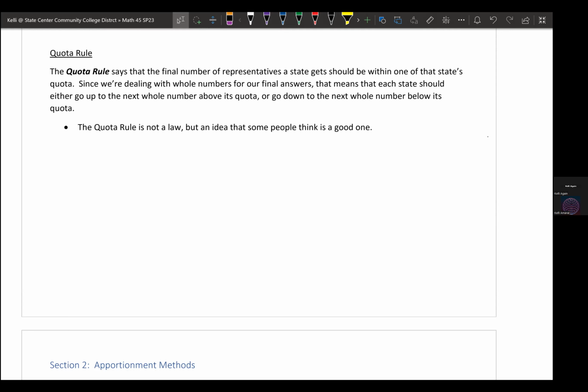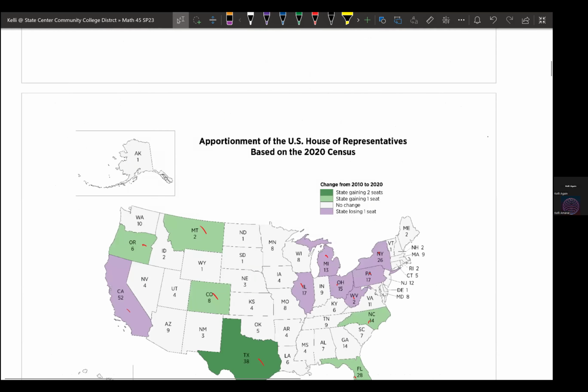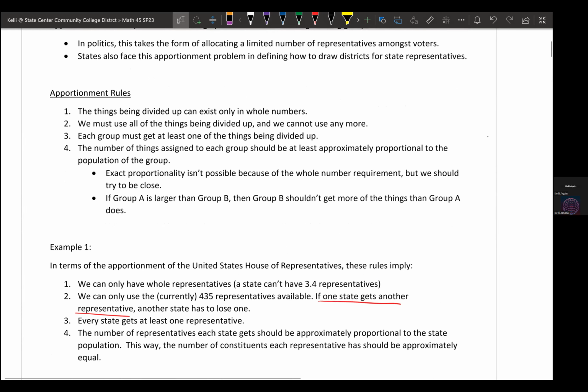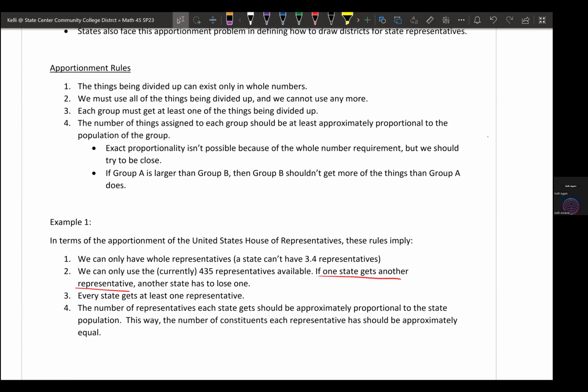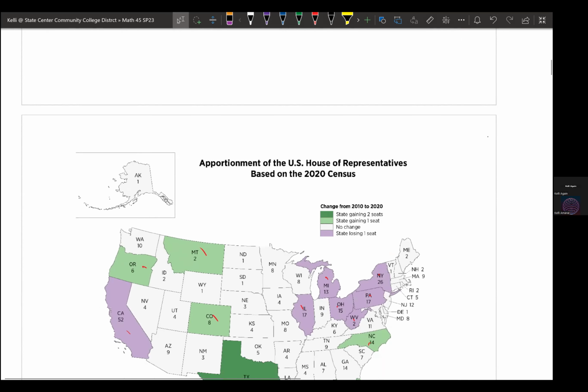Okay. And so the quota rule is not a law, but it's a good idea. Some people think that we should stay with it. Now, does that mean that these other apportionment rules are laws? Well, no, I think if they were laws, they'd be saying that, but they're rules. Maybe some of them are built in. I don't know. Okay, let's see.